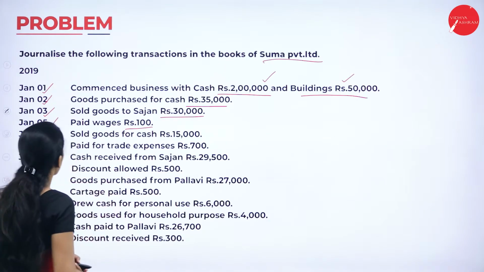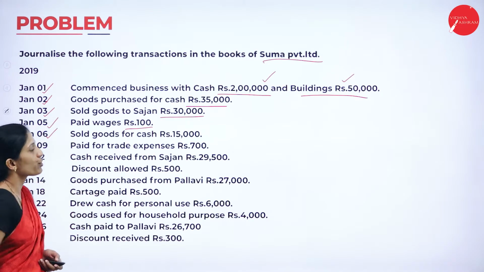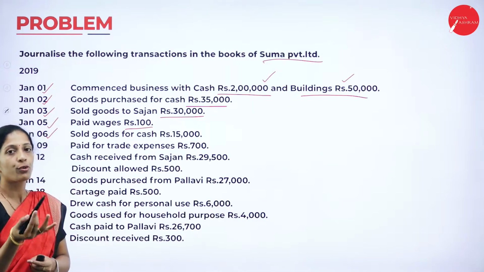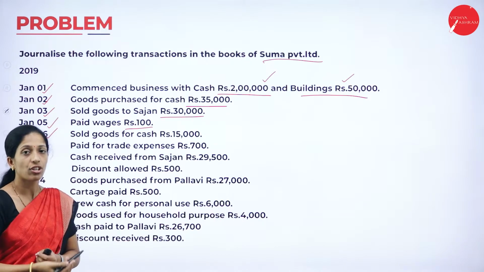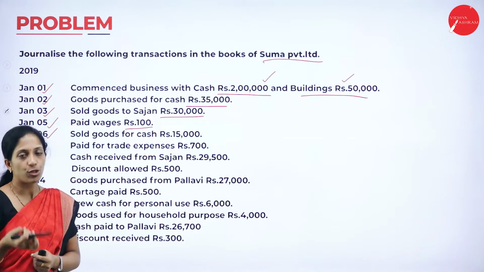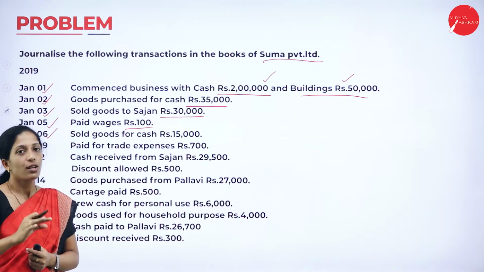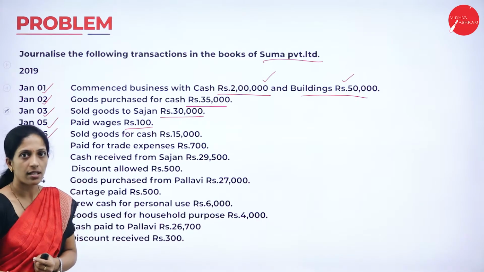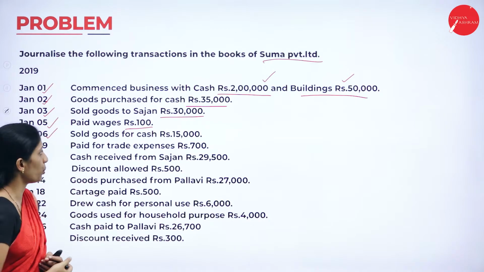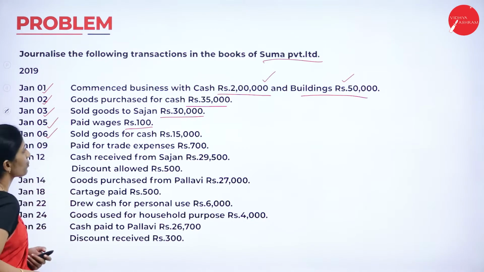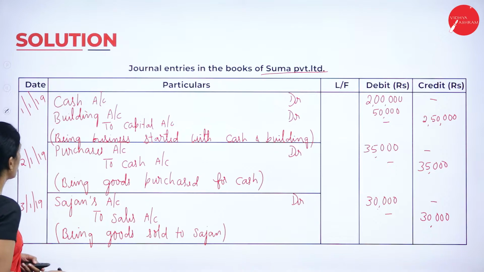Next one. Jan 6, sold goods for cash. Okay, so here goods is being sold for cash. So when goods is sold, what comes to you? Cash. And what goes out from you? That is goods. So instead of goods, we will record it as sales because goods is being sold. So cash account debit to sales account 15,000. And the date is 6th.